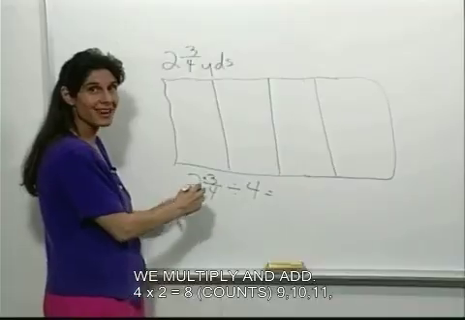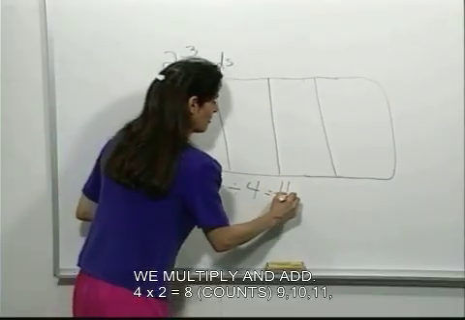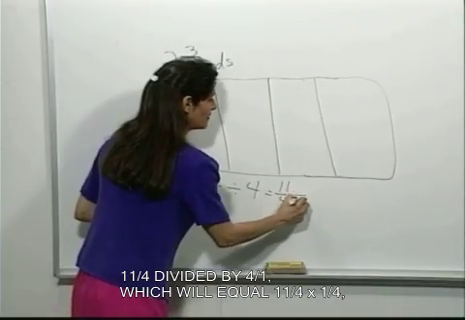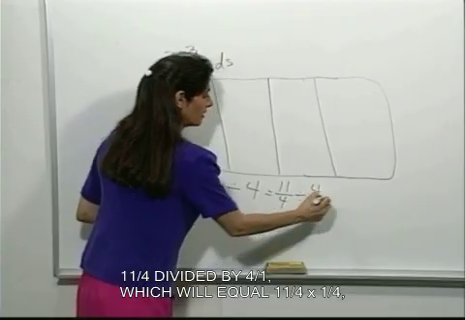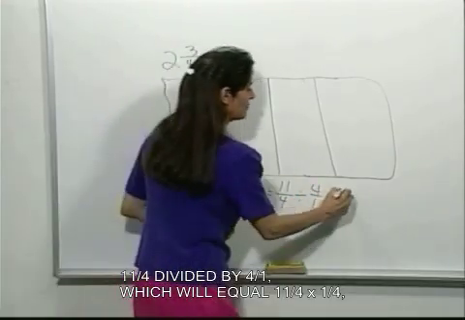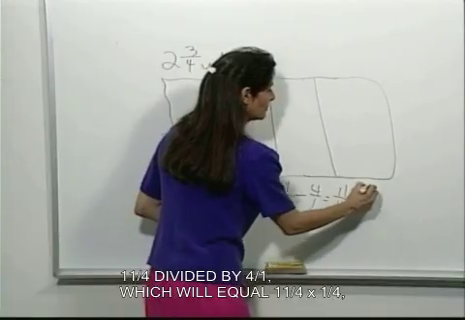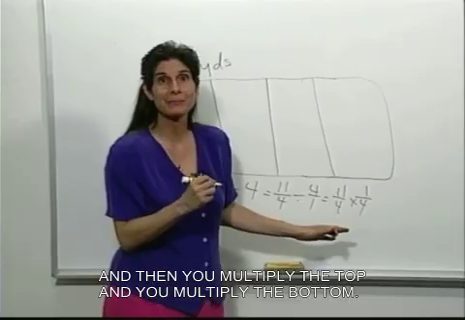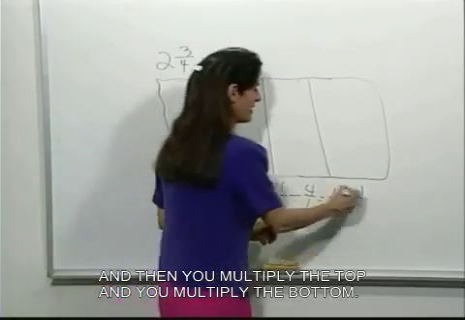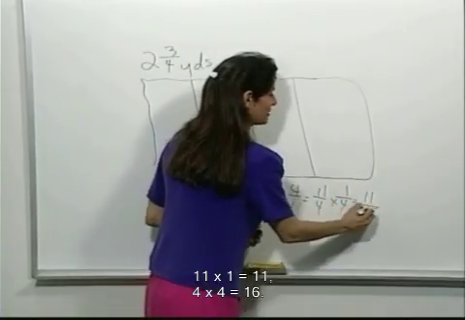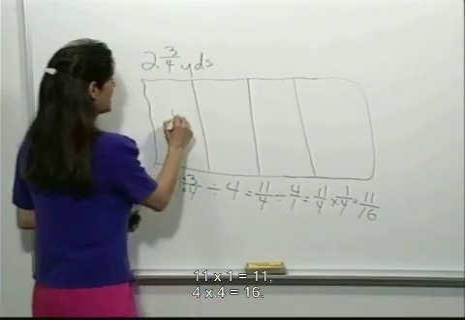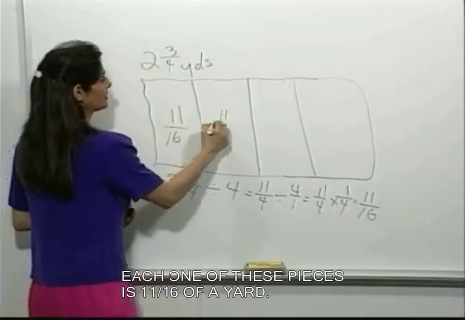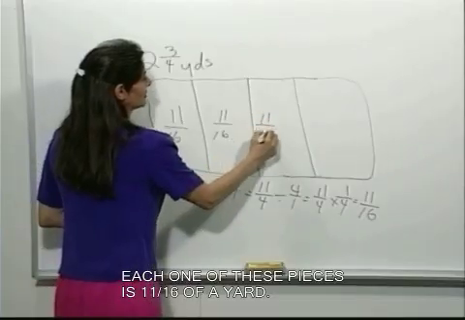4 times 2 is 8, 9, 10, 11 fourths divided by 4 over 1, which will equal 11 fourths times 1 over 4, and then we multiply the top and we multiply the bottom. 11 times 1 is 11, 4 times 4 is 16. Each one of these pieces is 11/16 of a yard.